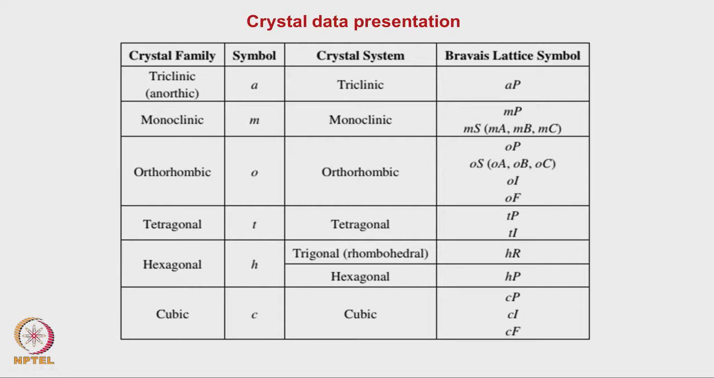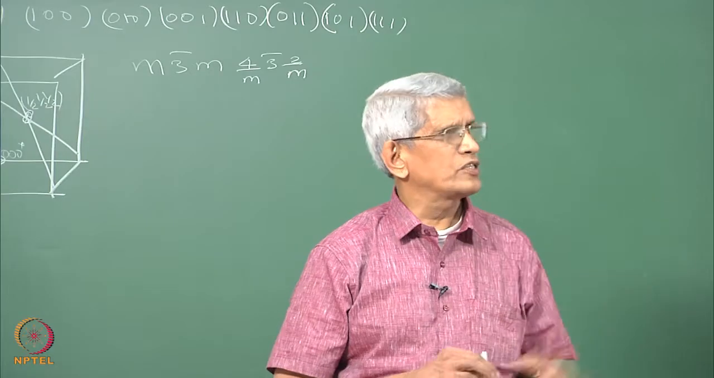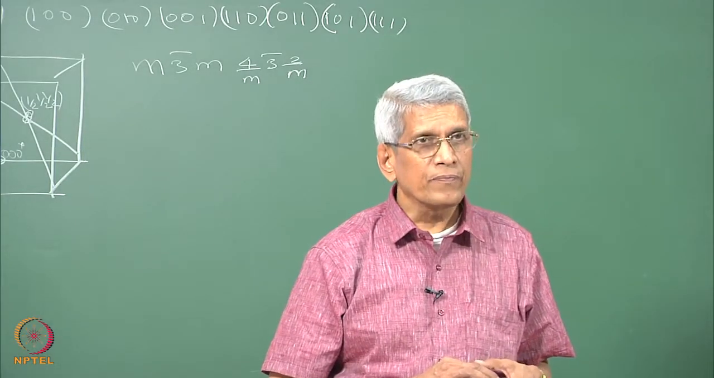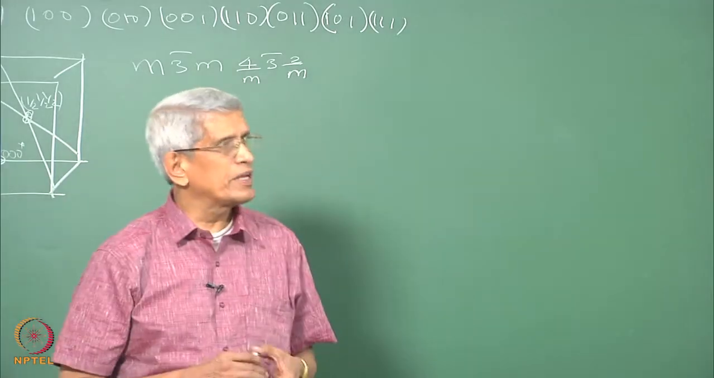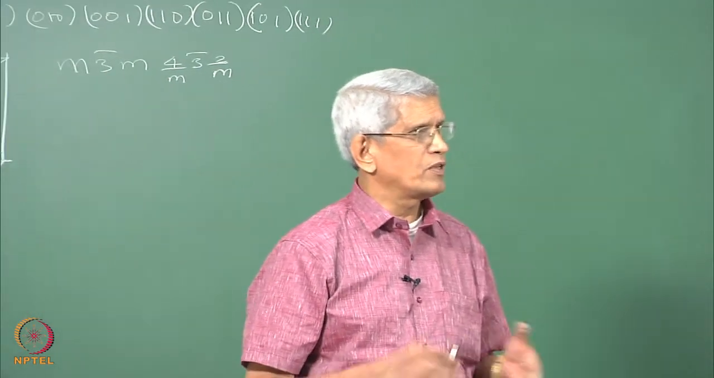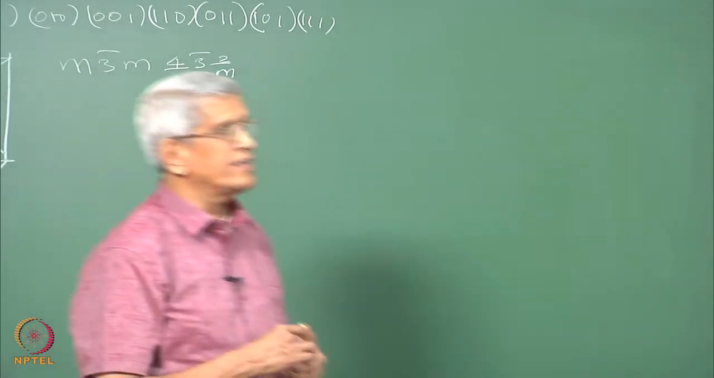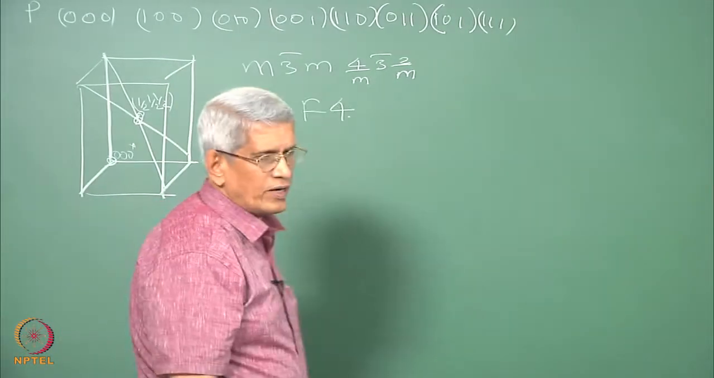To give the complete information, one more piece of information is required: how many atoms are there in that unit cell. Like for triclinic, if you say aP, the last number N can have different values. For example, suppose it is copper, how will we represent it? What is the symbol in this notation? cF? Yeah, cF4. This is what it will turn out to be.